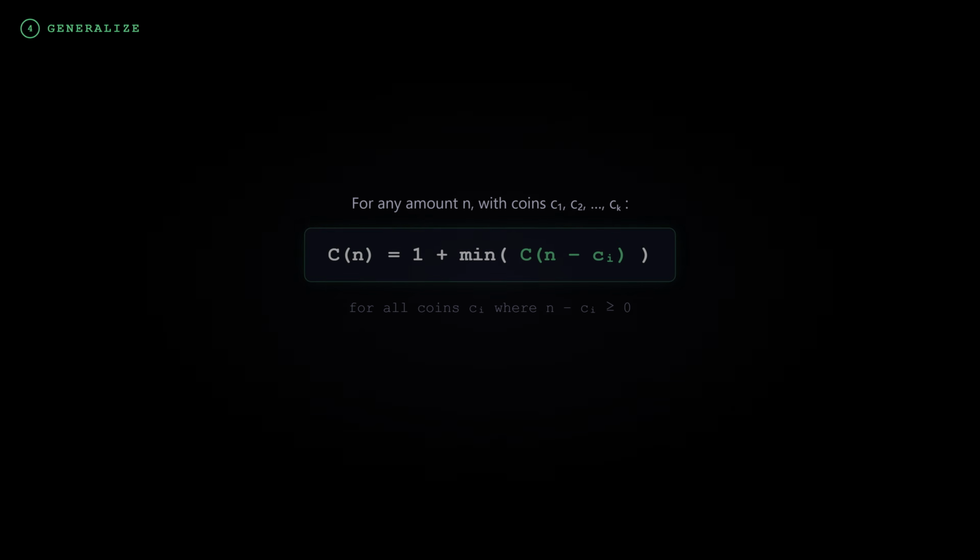Step 4. Generalize. There's nothing really special about the number 6 here. This exact same relationship holds for any amount. For any amount n, the formula is C of n equals 1 plus the minimum of C of n minus whatever coin we choose. One single formula that handles any target and any set of coins. And finally, step 5, implement. This is where we actually fill in the answers.